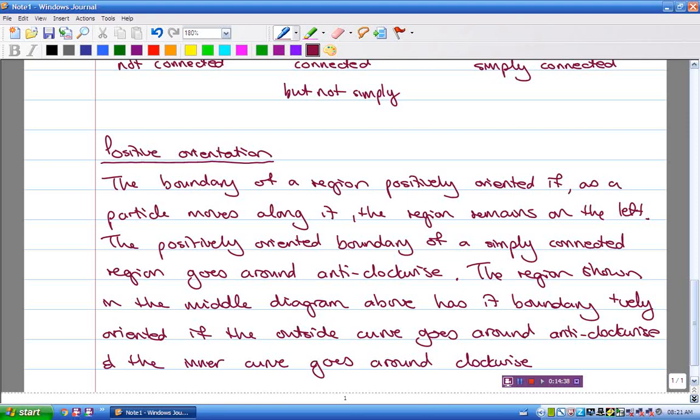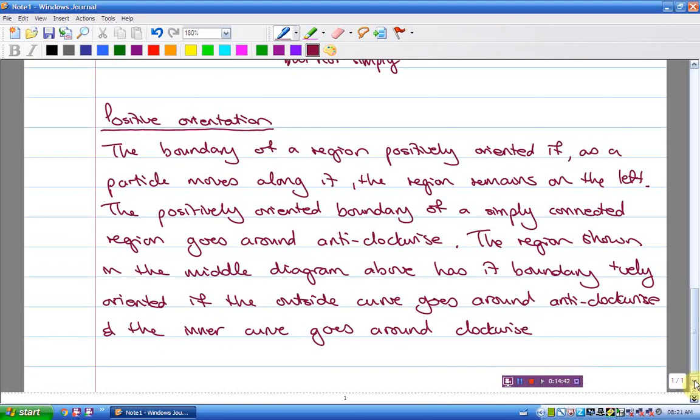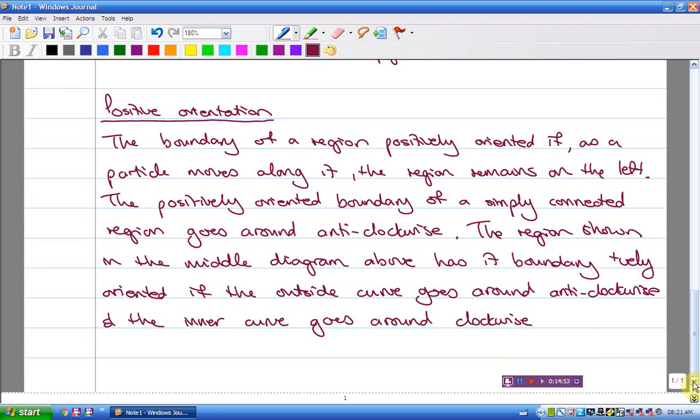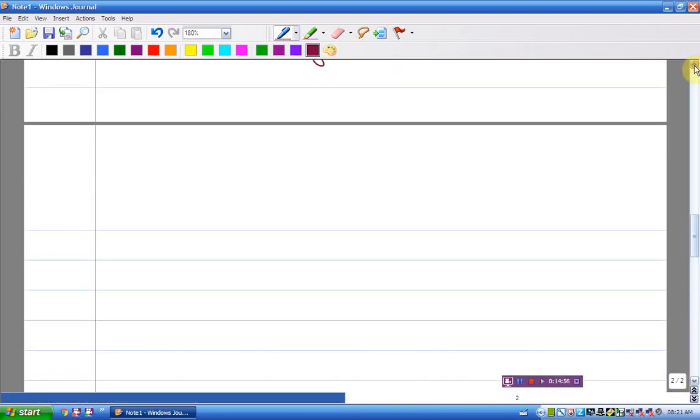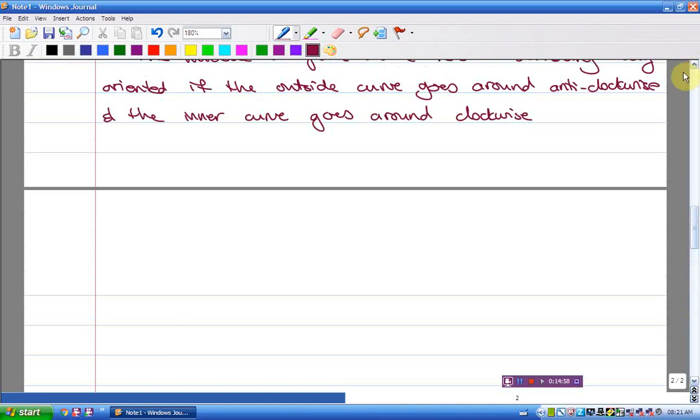Okay, all right. So those are some terms that we're going to be using: simple closed curve, simply connected regions, and positive orientation of boundaries to regions. But now we're moving on to something perhaps a little bit more exciting, which is the operations div and curl.